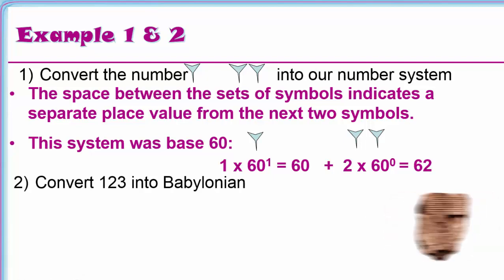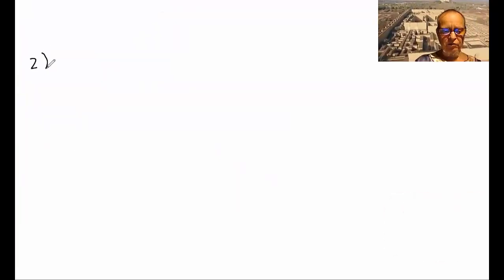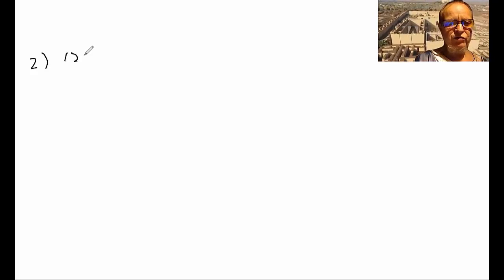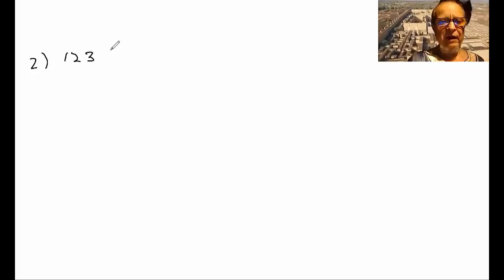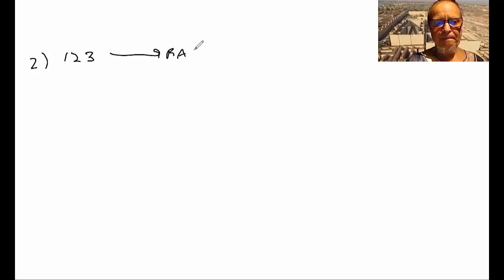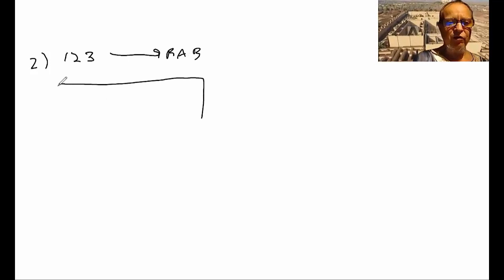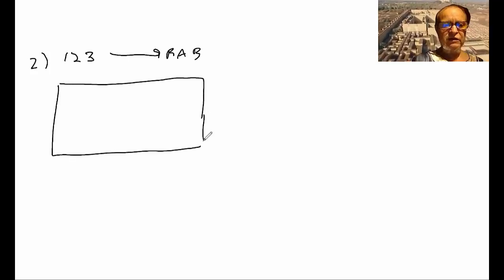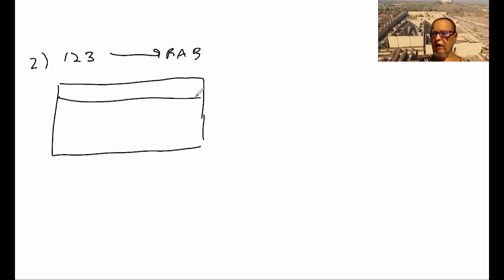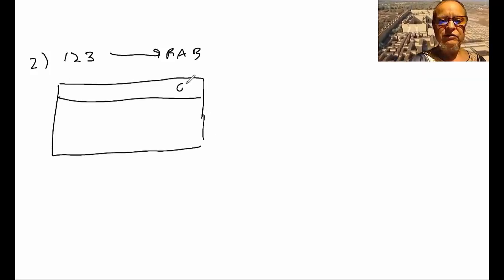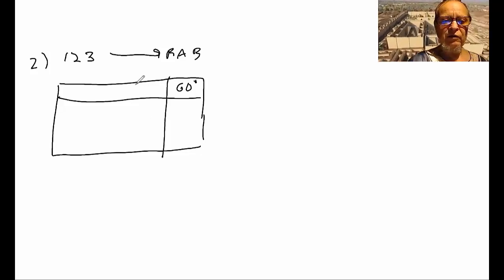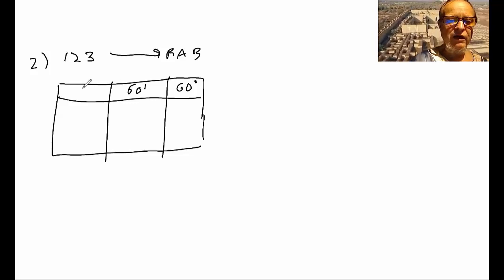In example number 2, we're asked to convert 123 into Babylonian. So let us go to the whiteboard and work this out in detail. In this example, we're asked to convert 123 into Babylonian. So I'm going to make a table like we did with our other bases before, except I'm going to do it in base 60 to see how far I go. So 60 to the 0 power, I'll put 60 to the first power and 60 squared.